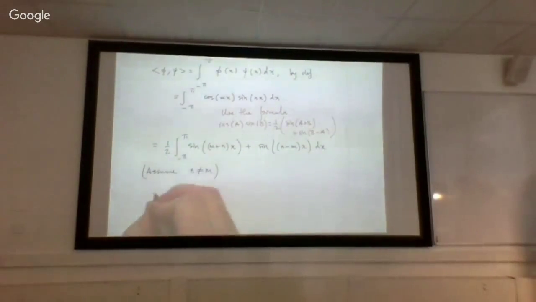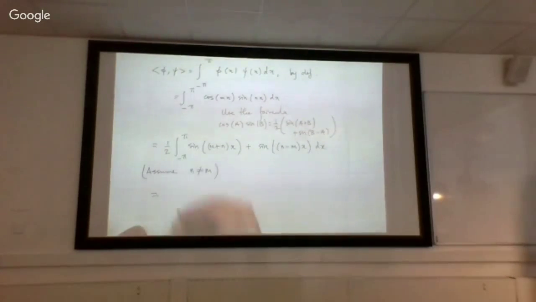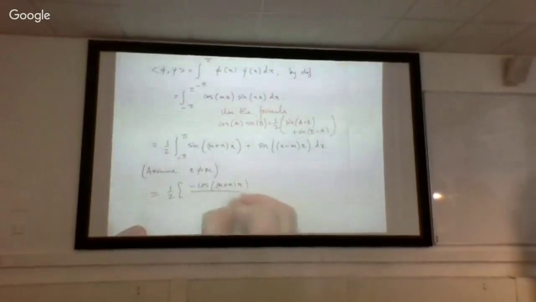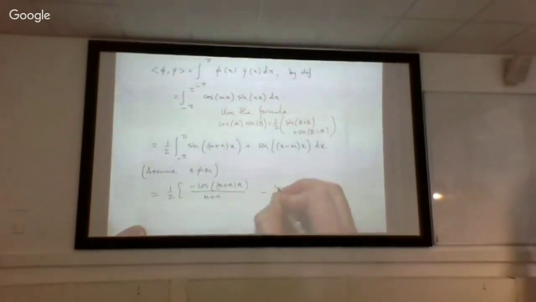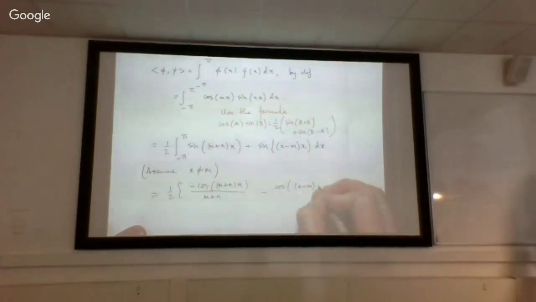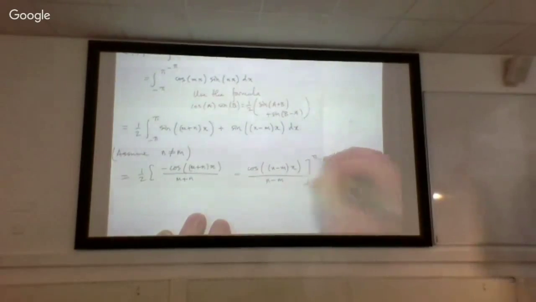Well, if they're different, then we can just go ahead and integrate this using the rule for integrating sine functions. And so this is minus the cosine of m plus n times x, and we need to divide by m plus n. And it's also minus the cosine of n minus m times x, and we divide by n minus m also. And this gets evaluated at minus pi and pi.